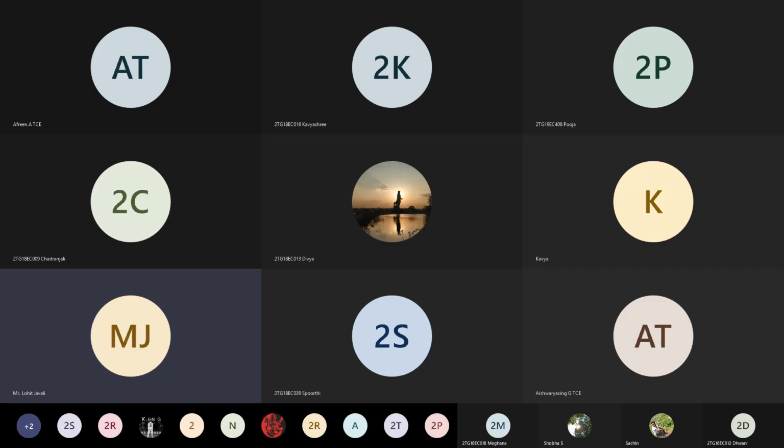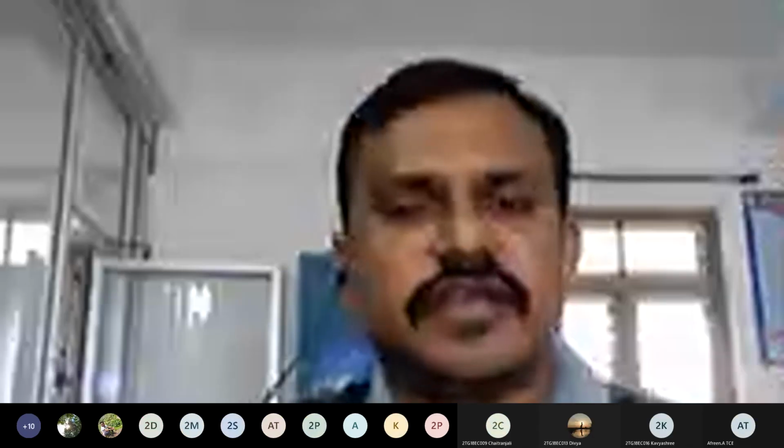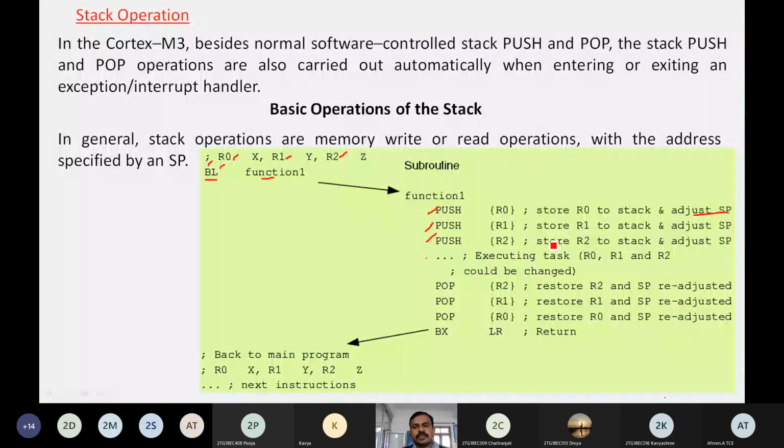So here is the basic operation of the stack. Once we come back to the main program from the subroutine, we need to retrieve all the stack values to the respective registers. As we know, in the stack pointer it is first come, last out. So here we can observe the push operations and pop operations.